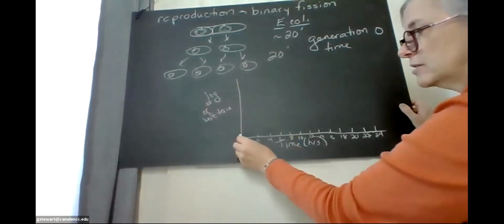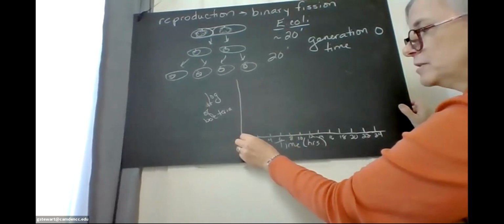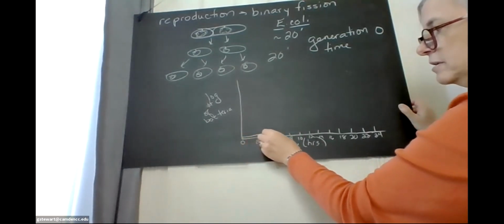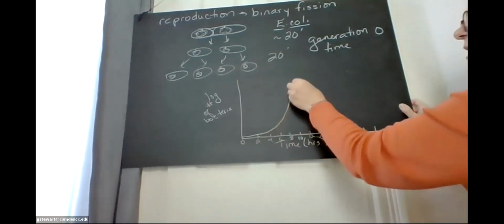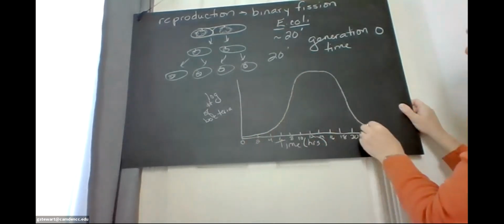When I plot this, it's going to look like this. It's going to be kind of off to a slow start. We're going to get a little bit of a swoop, and then you get this, and then you get this.